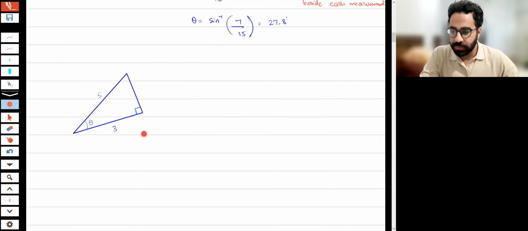Let's take another question. Over here, I can see that this is a right angle triangle. Okay, and I have to find the value of this theta.